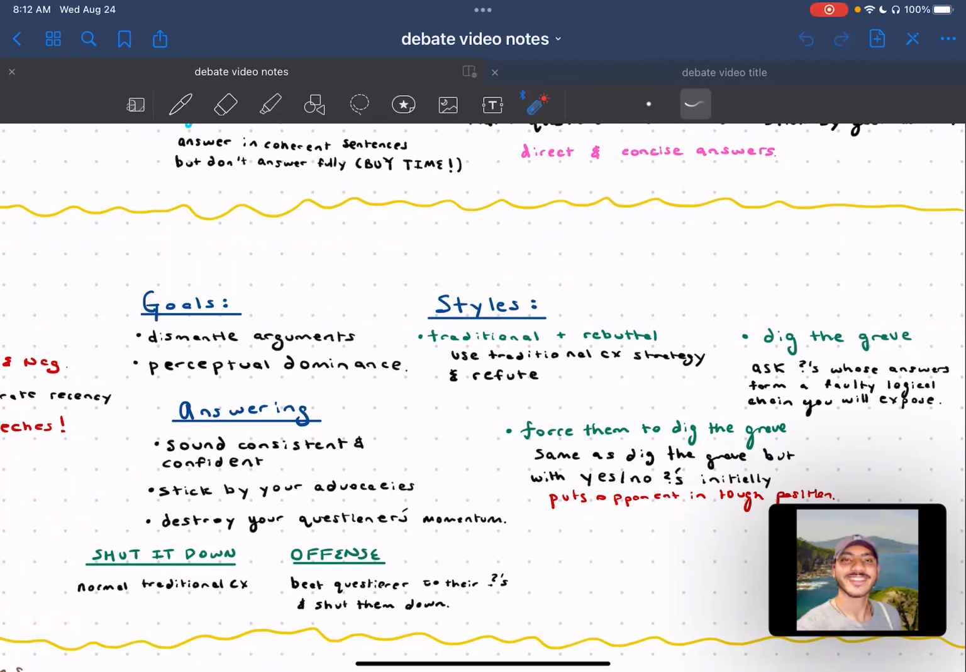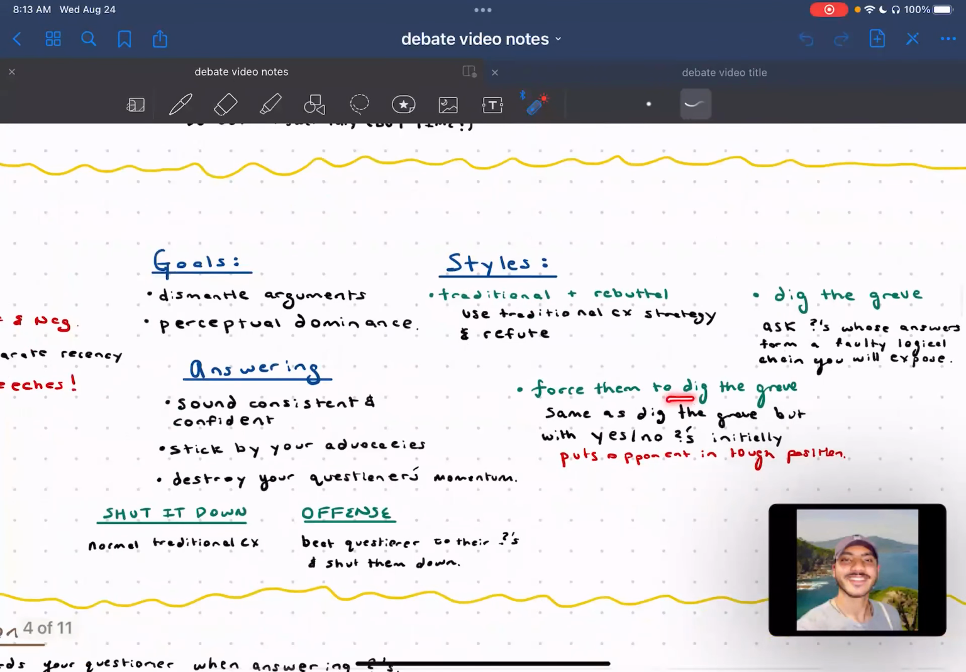The next method is dig the grave. Basically what this is, you ask questions whose answers form a faulty logic chain that you will expose later. The idea being that you can go down the logic of your opponent's speech and show them all the faults that they have. So it's not even that you're starting off with a really provocative question. You're building up the momentum to finish them off at the very end and really expose the entire argument's weak links.